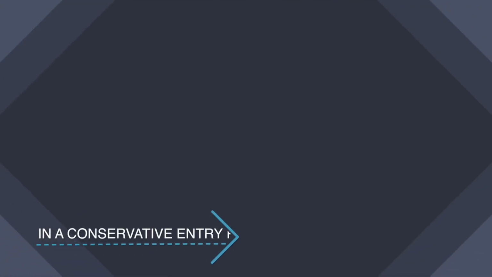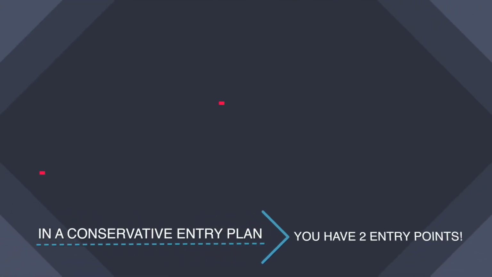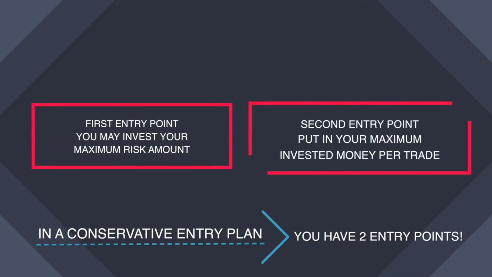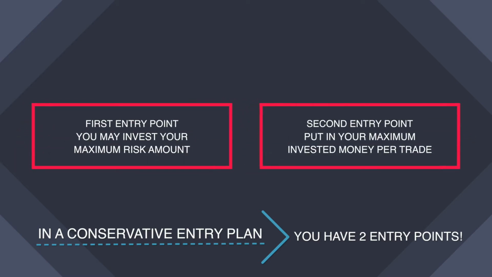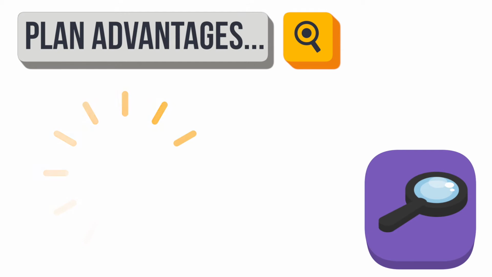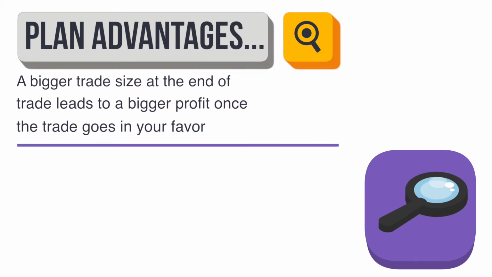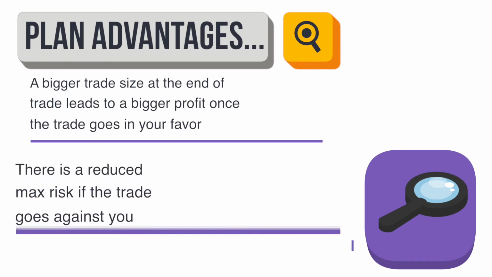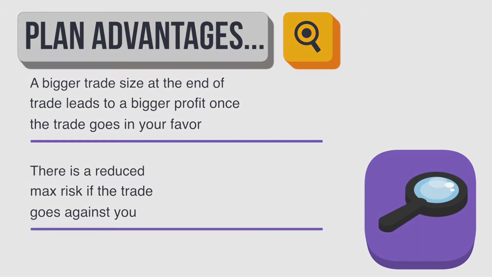In a conservative entry, you have two entry points. For your first entry point, you may invest your maximum risk amount. In your second entry point, your lower buy range, put in the rest of your maximum invested money per trade. Here are some great advantages that come with the conservative entry plan. A bigger trade size at the end of the trade leads to a bigger profit once the trade goes in your favor. There is a reduced max risk if the trade goes against you.